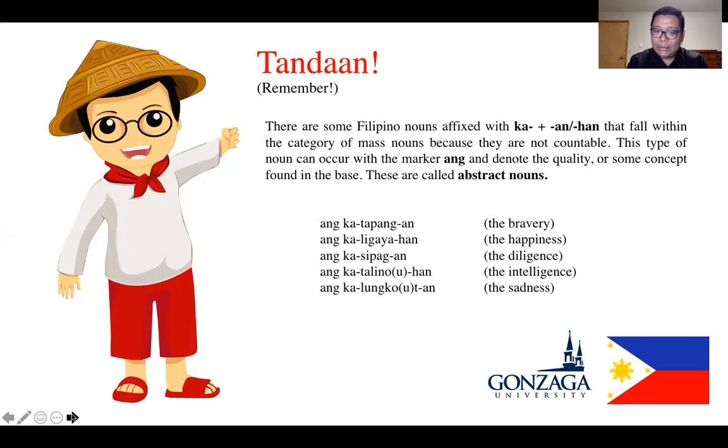Ang kaligayahan. Ligaya means happy. Ka-han makes it a noun, so it becomes kaligayahan. Ang kaligayahan, the happiness. Sipag means diligent. So when you add the affixes ka and an, it becomes kasipagan, and sipag becomes a noun, kasipagan. It means the diligence. Ang katalinuhan, talino means intelligence, but when you say katalinuhan, it also means the same, the intelligence. So you can add ang as your marker. Ang katalinuhan, ang kalungkutan, or the sadness.